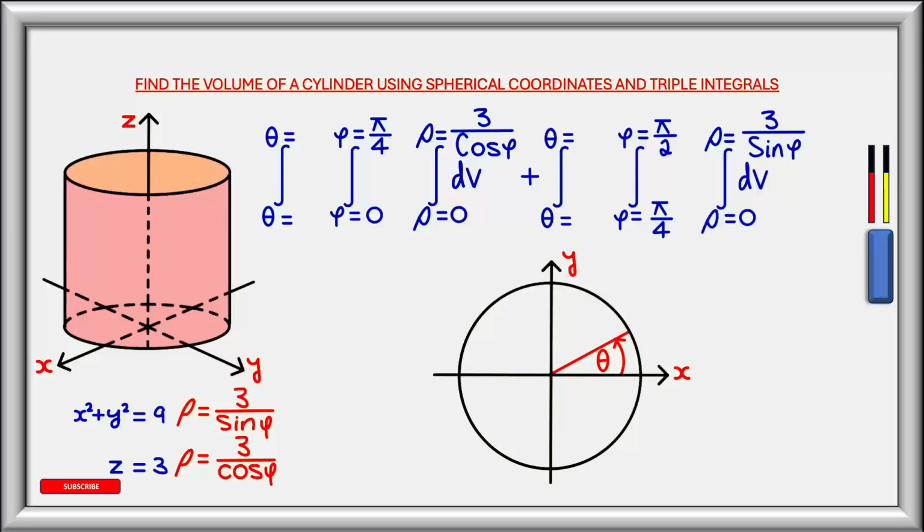And to find the limit of integration for theta, let's use this diagram to look down the z-axis onto the xy plane. In spherical coordinates, theta represents the angle of rotation in the xy plane around the circular shape formed by the cylinder and is measured from the positive x-axis in a counterclockwise direction.